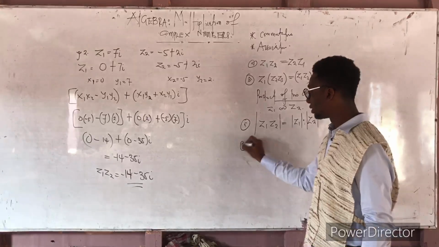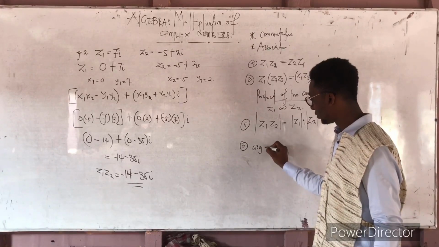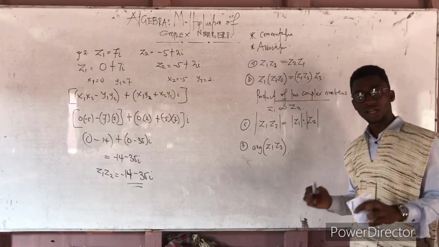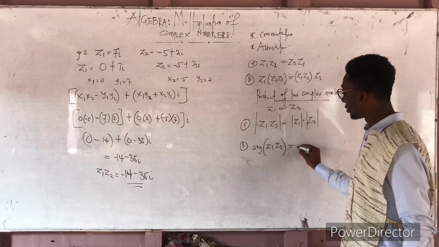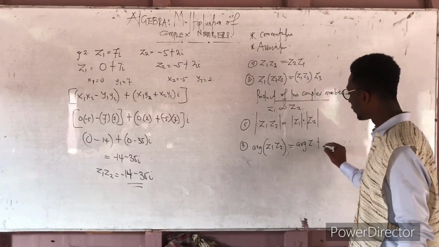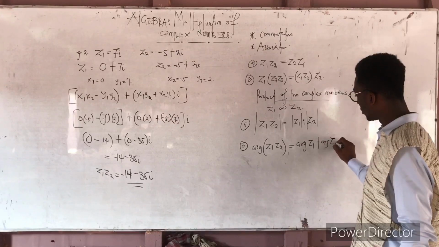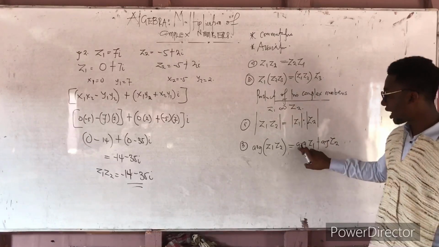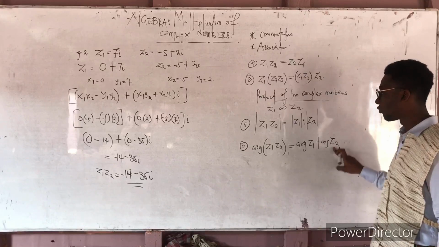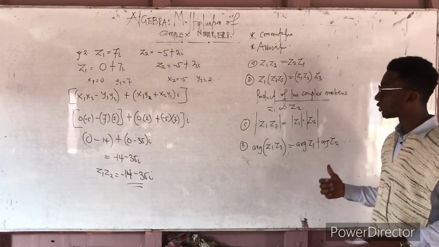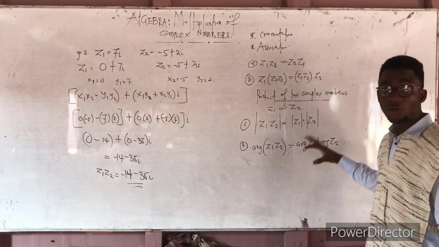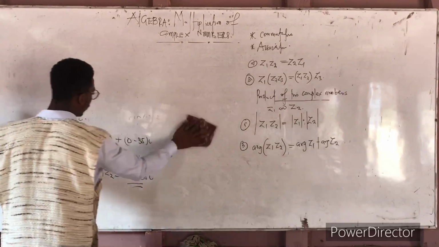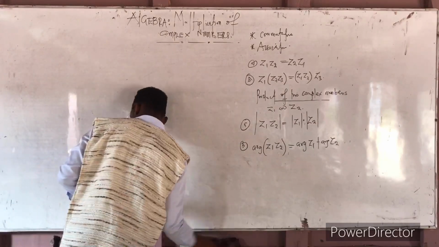And the second one says that the argument of their product is the same as the addition of the individual arguments. So if you find the argument when they are multiplied together, it is equal to the argument of z1 plus the argument of z2. I'd like us to verify the first one, and you can work on verifying the second one, which is very easy. So let's take an example to verify the first one.